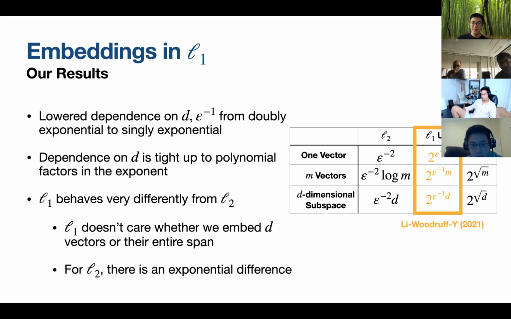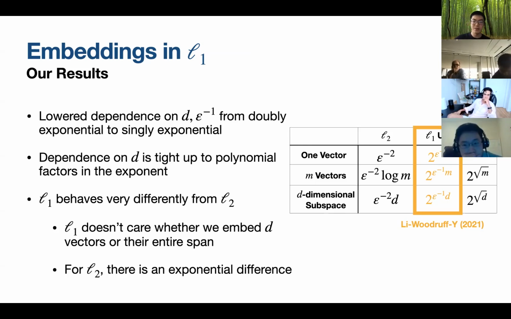Are there any lower bounds in terms of epsilon? For epsilon, there are no known lower bounds. So this is open, but I suspect that the singly exponential dependence on epsilon is also correct. I can talk a little bit about why I would believe that, but that will come up later once I go over our techniques.